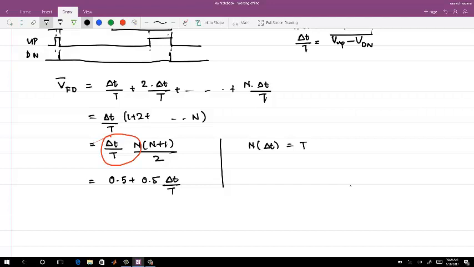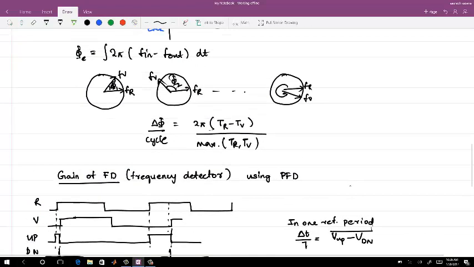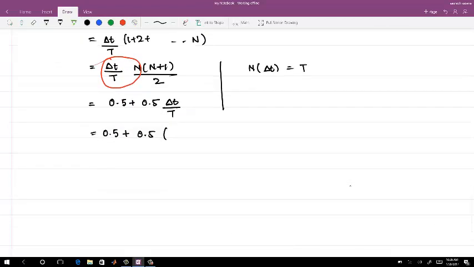Yeah. So this one will be 0.5 plus, now what is delta t? Delta t is the time difference between the reference and the output. Now you can say the delta phi per cycle which I am using is coming from here. Any question? So I have this one as TR minus TV. I'm using it in this manner. So I have 1 minus 0.5 TV by TR.